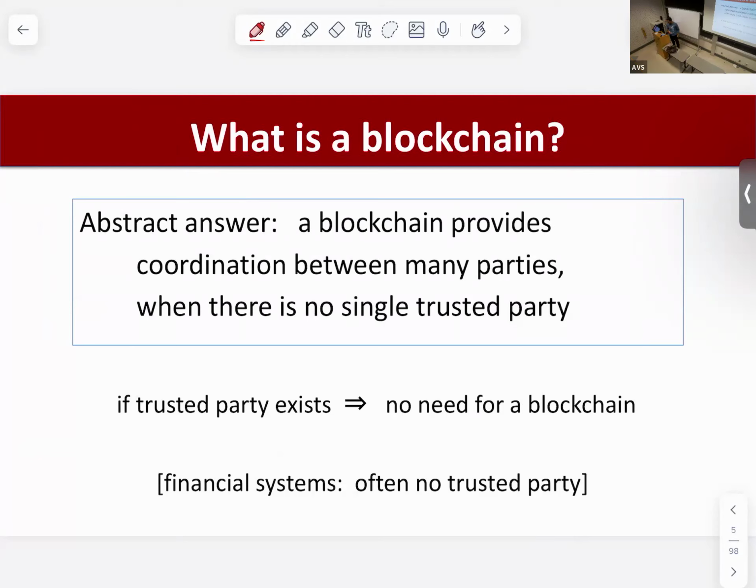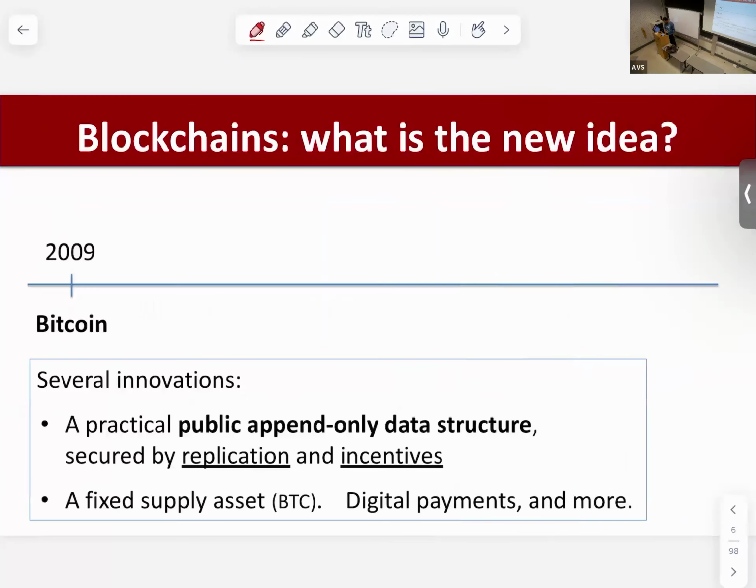And then the main thing about blockchains, of course, is Bitcoin and financial systems. That's where the killer app of blockchains was born. And probably all of you have heard about Ethereum and Bitcoin and so on. That's the main motivation of blockchains. But just keep in mind that blockchains exist in many other systems as well, not necessarily financial systems.